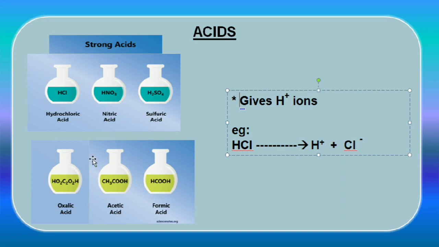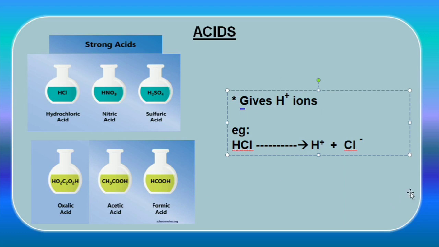Whether it is a strong acid or a weak acid, that compound is going to release H plus ions on dissociation. For example, if you take hydrochloric acid, HCl, if we dissociate it, it is going to release H plus ion and chloride ion. Same thing with nitric acid. If you dissociate it, we are going to get H plus ion and NO3 minus ion. Same with acetic acid, oxalic acid and formic acid. They will release H plus ions on dissociation.